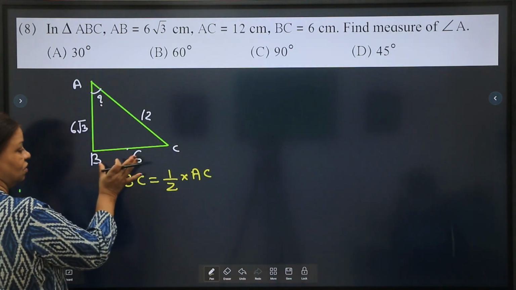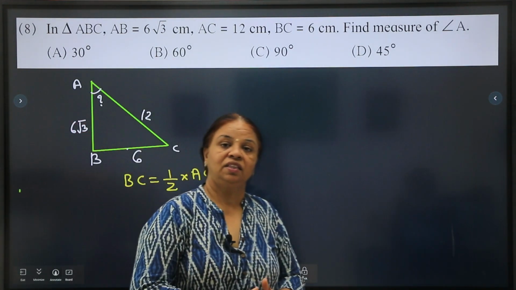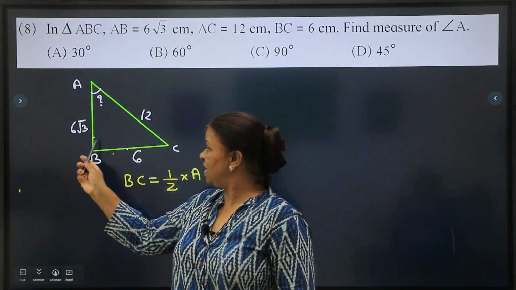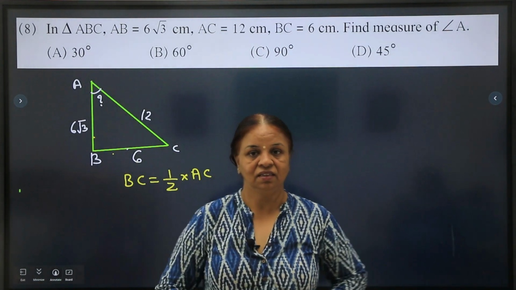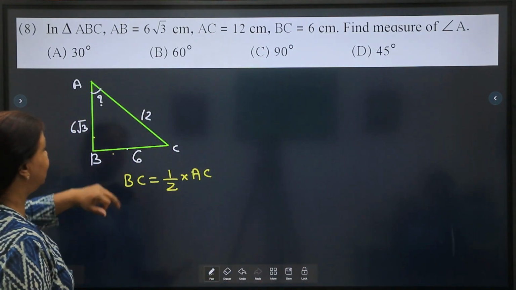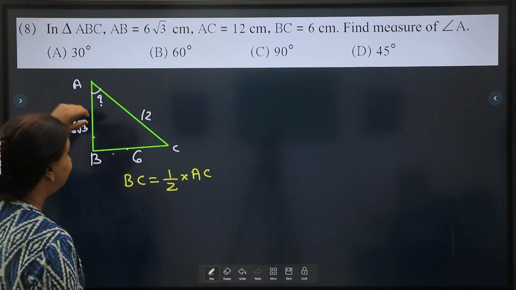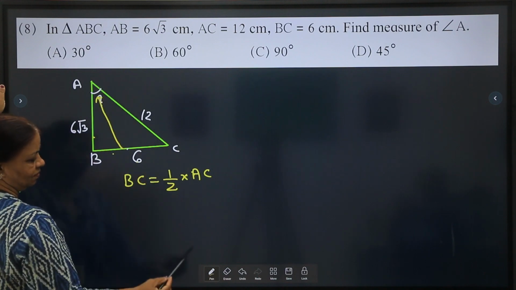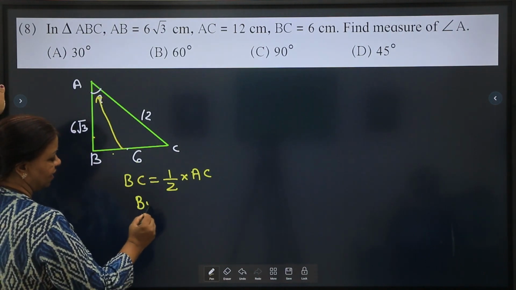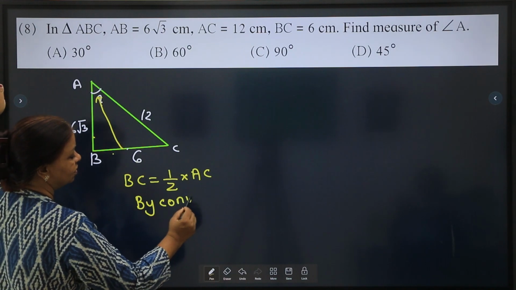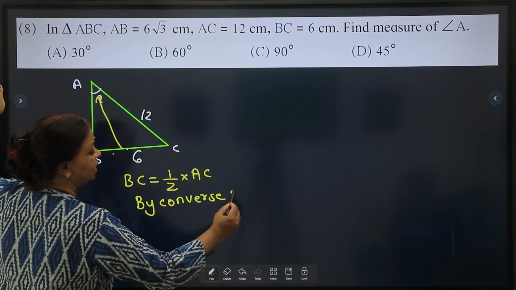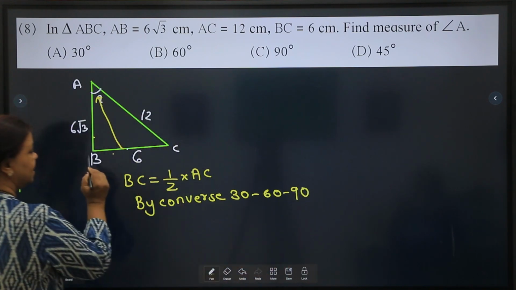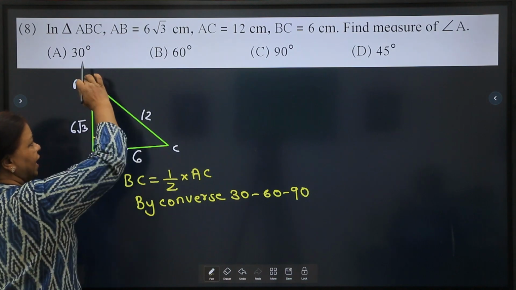And when one of the two sides which are making the right angle is half of the hypotenuse, then the angle opposite to that side would be 30 degrees. And that happens by the converse of the 30, 60, 90 theorem.